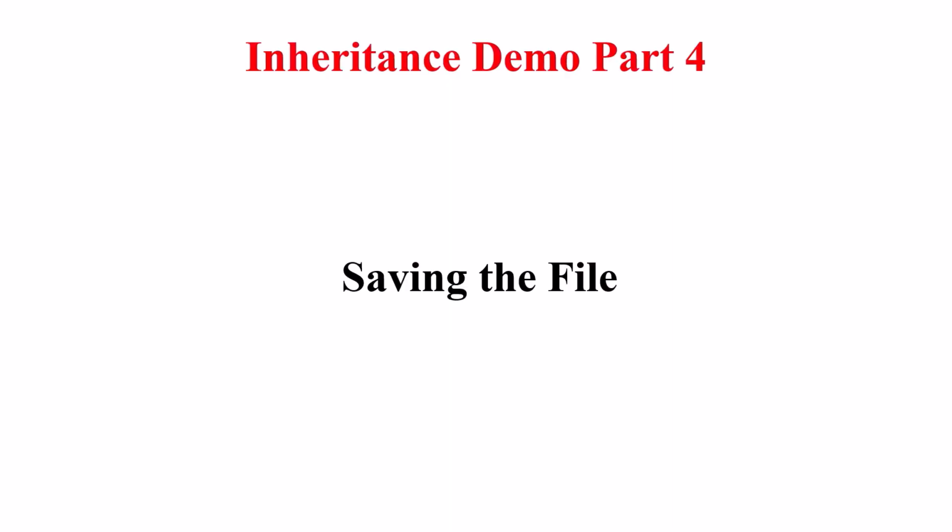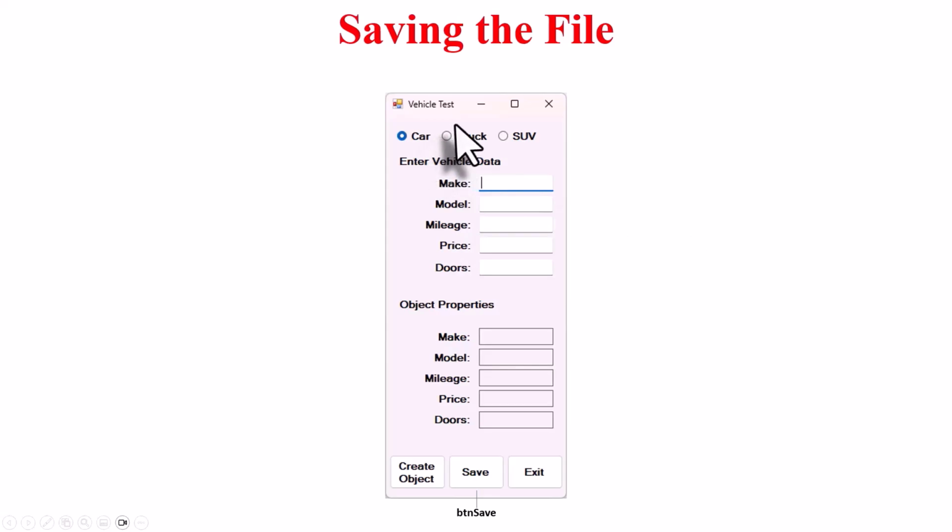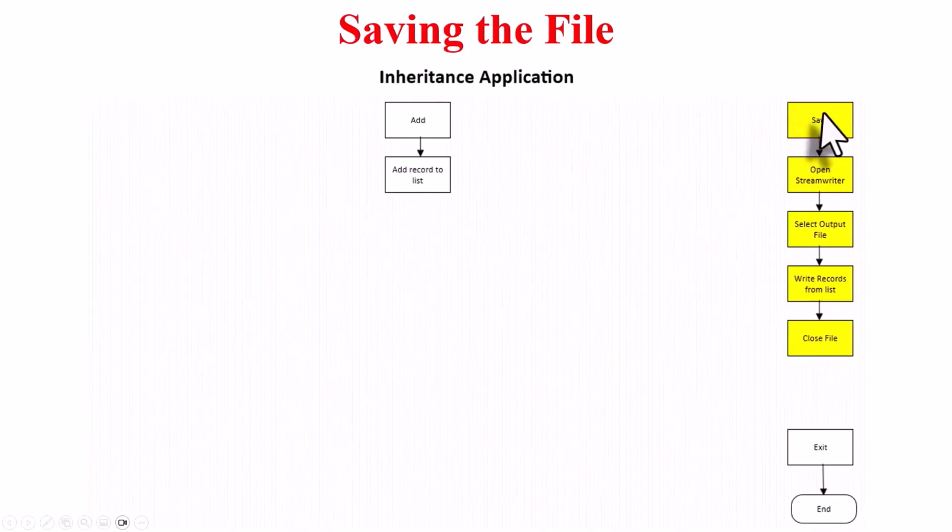Watch. Saving the file is fairly straightforward. That's what we're going to do next in our Inheritance Demo Part 4, saving the file. We won't need the classes at all for this. We're simply using our data. Our make and model, all this stuff is going to be gone. The only thing we're going to be using is our button save. We're looking at this area right here on our hierarchy chart. We save, we're going to open the StreamWriter, select the output file, write the records from the list, and then close the file. We're going to do this all straightforward.